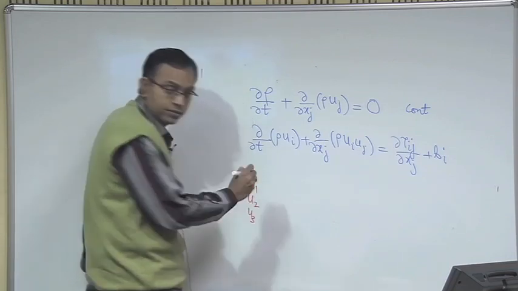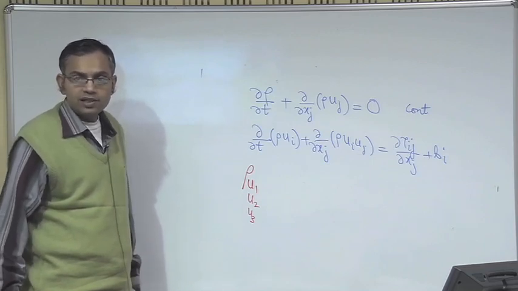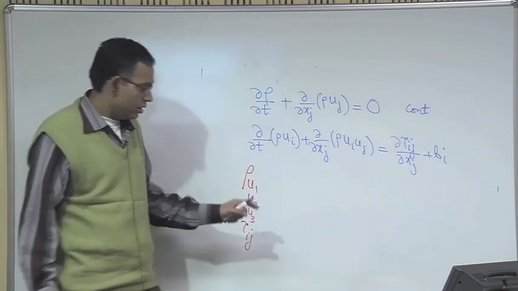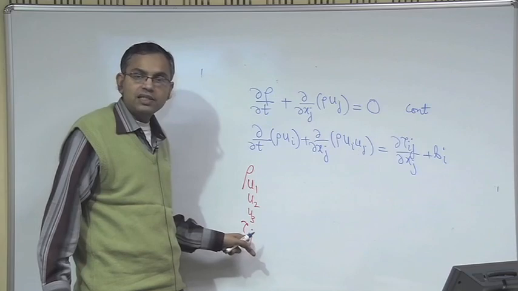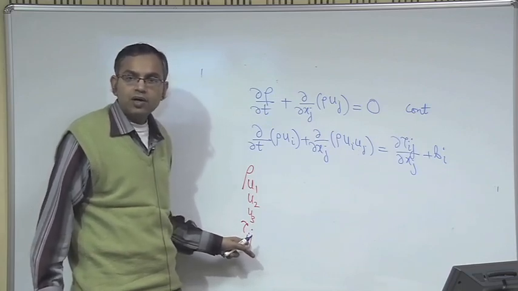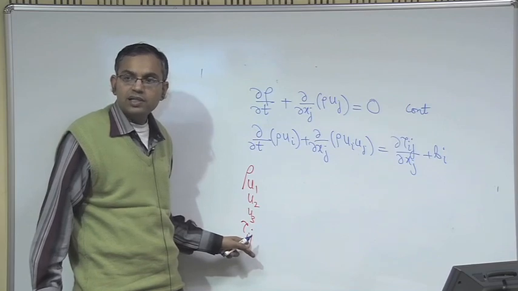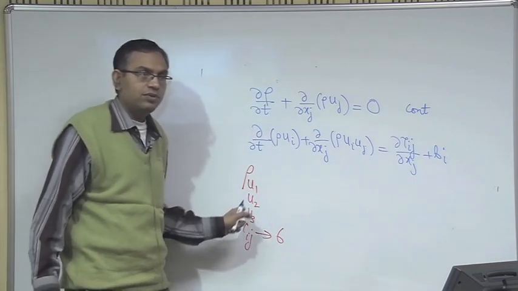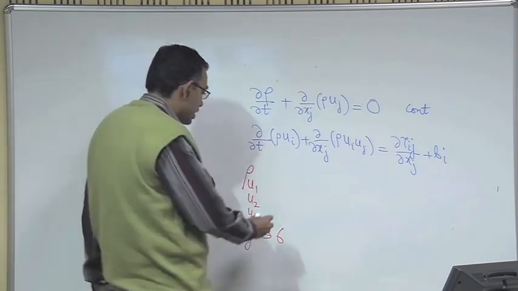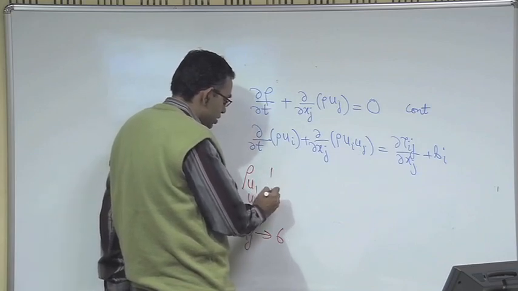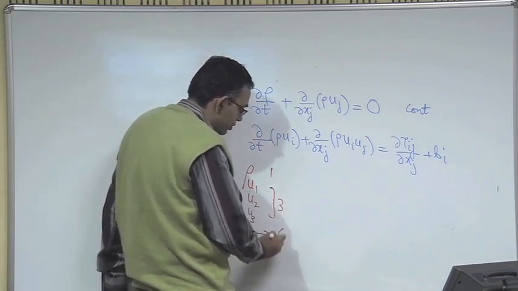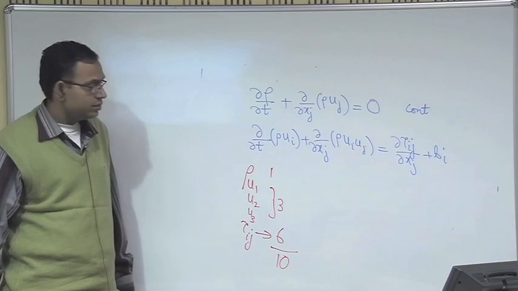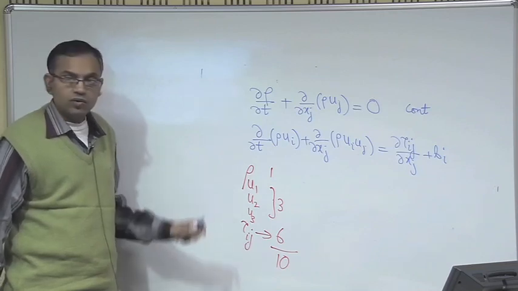Then u1, u2, u3, the velocity components, and the tau ij's. How many tau ij's are unknown? Ideally i is from 1 to 3 and j is from 1 to 3, there are 9 components, but because tau ij is equal to tau ji, you have basically 6 unknowns. So, this is a symmetric tensor with tau ij equal to tau ji. So, there are 6 such, this is 1, these are 3, so in totality you have 10 unknowns.